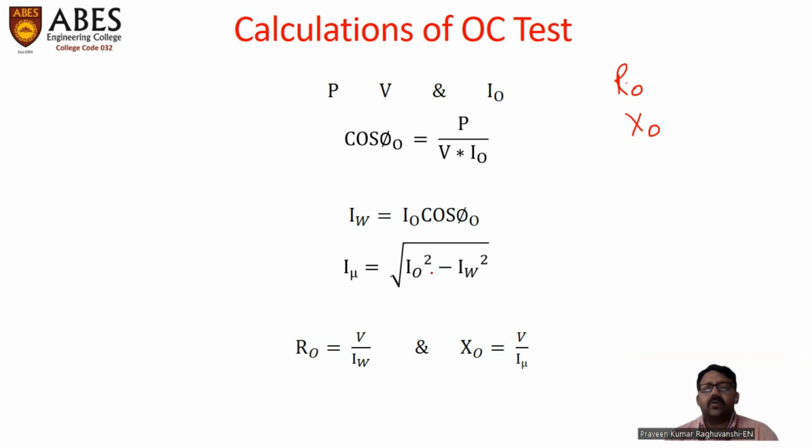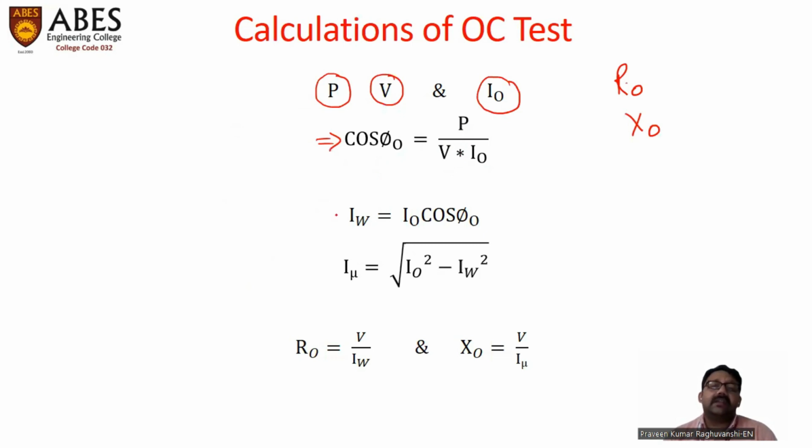The calculations for the open circuit test are as follows. Let us assume that P is the wattmeter reading, V is the voltmeter reading, and I0 is the ammeter reading of the open circuit test. Here P directly represents the value of iron losses. So using these three readings, first we can calculate the no load power factor of the primary side. Cos phi naught is equal to P upon V I naught.